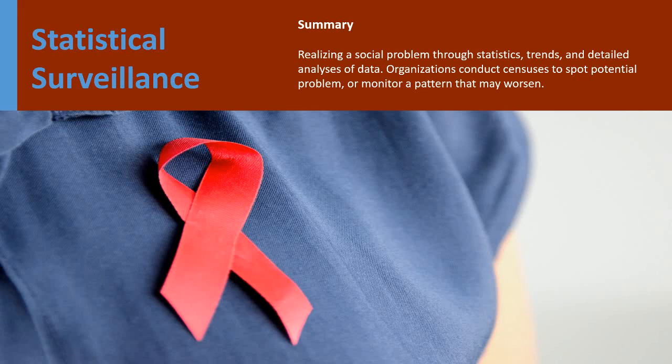The first common way is statistical surveillance. This refers to the realization of a social problem through statistics, trends, and detailed analysis of data. Organizations conduct censuses to spot potential problems or monitor a pattern that may worsen. Statistics and numbers are often used to measure the things around us, and they are also used by organizations and even the government to gain an insight on the realities affecting the public.